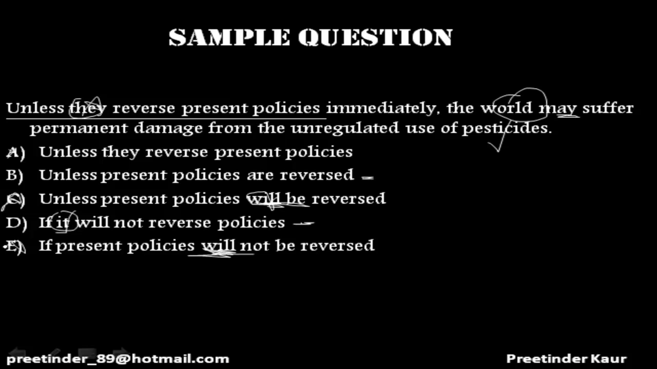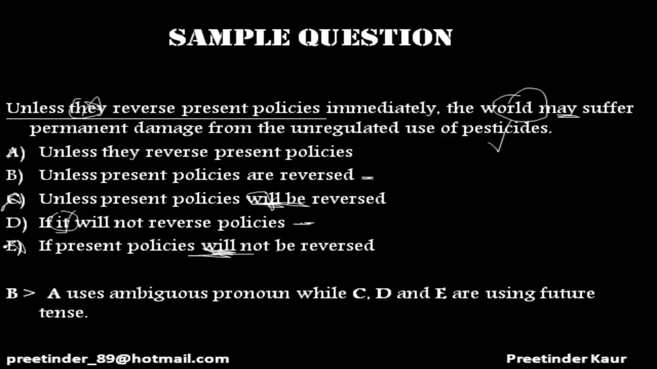So let's have a look at what the answer is. Answer is B. It uses ambiguous pronoun, that is in A, that is they. C, D and E are using the future tense. So will and will. Will cannot be used with may, so the answer is going to be B.